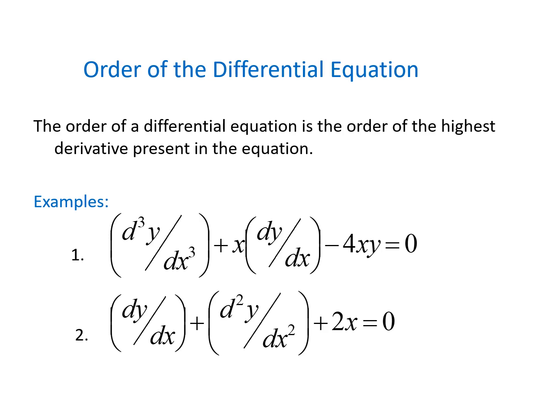If you look into the second example, dy by dx plus d square y by dx square plus 2x is equal to 0. The order of the highest derivative is 2. Hence, this equation represents a second order differential equation.